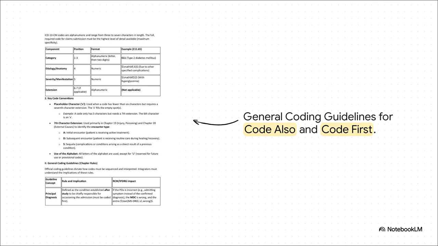Instructions like code also literally mandate that a coder capture both the underlying disease and how it manifests. Code first tells them an underlying etiology has to be sequenced before the manifestation code. And listen, using non-specific codes like not otherwise specified, that's a huge red flag. It makes you a sitting duck for payer audits and almost always drags down your DRG payment.